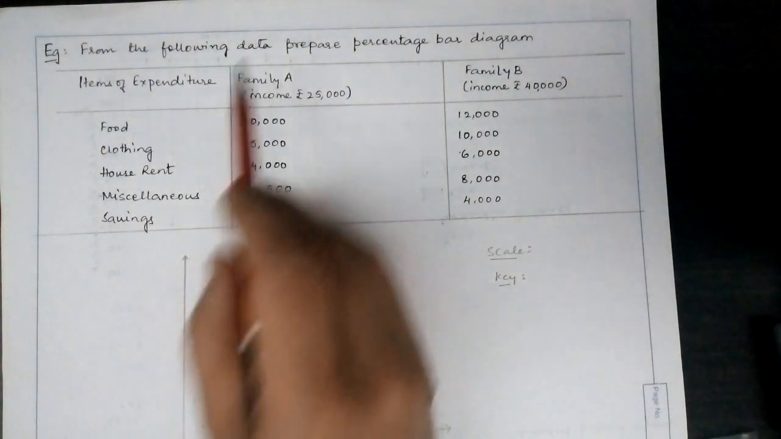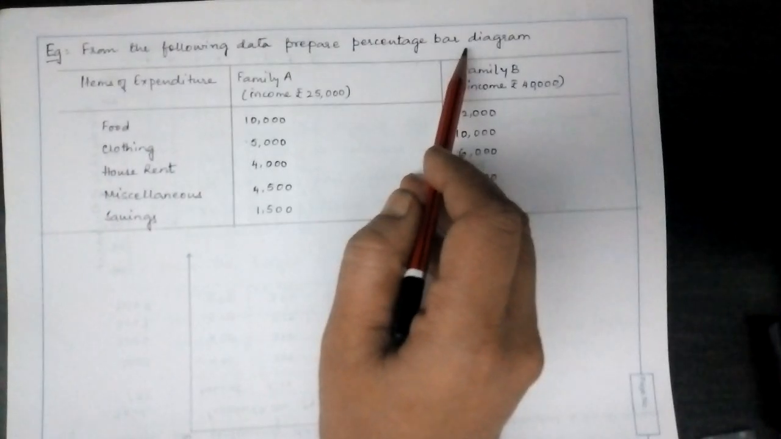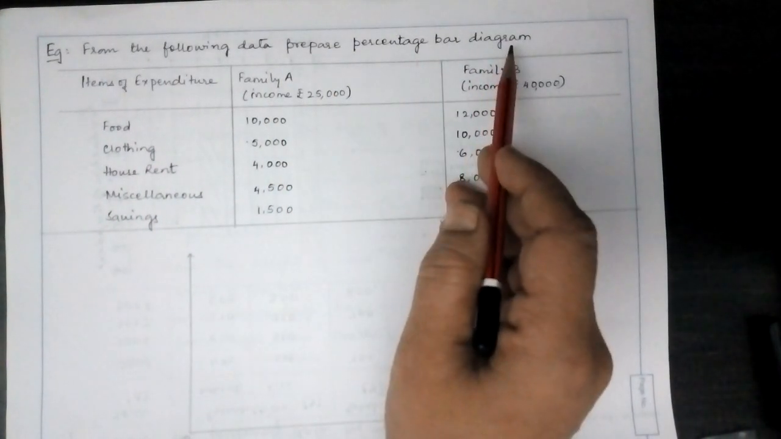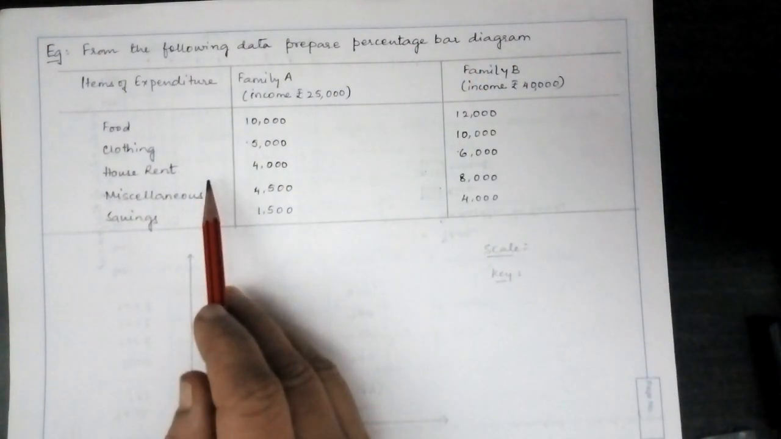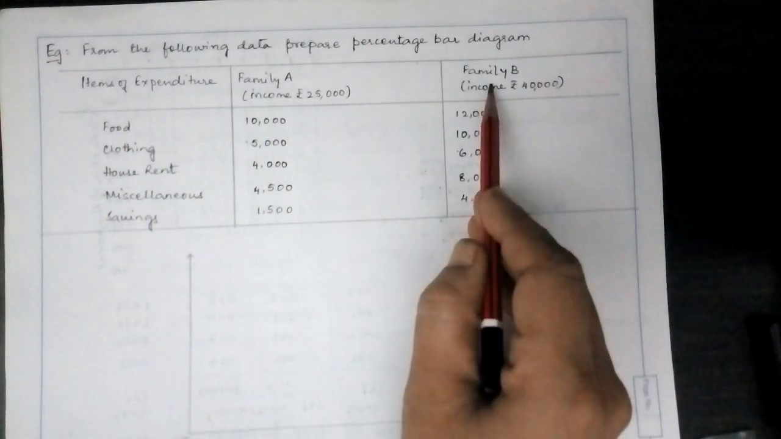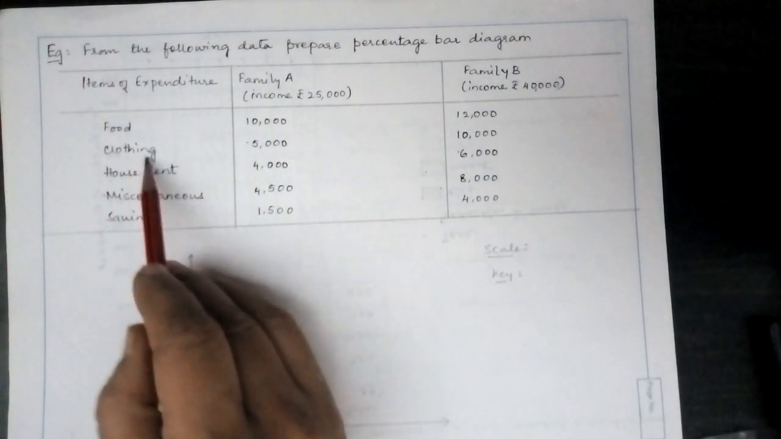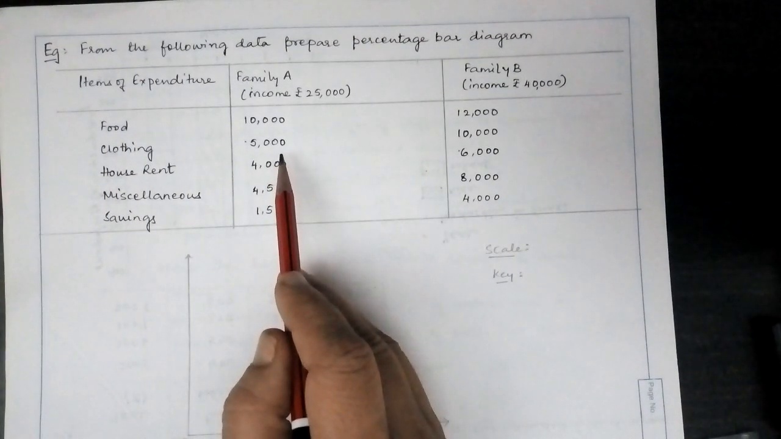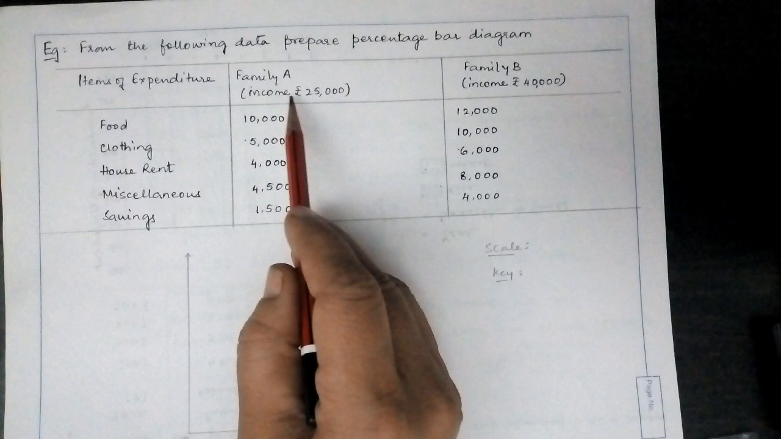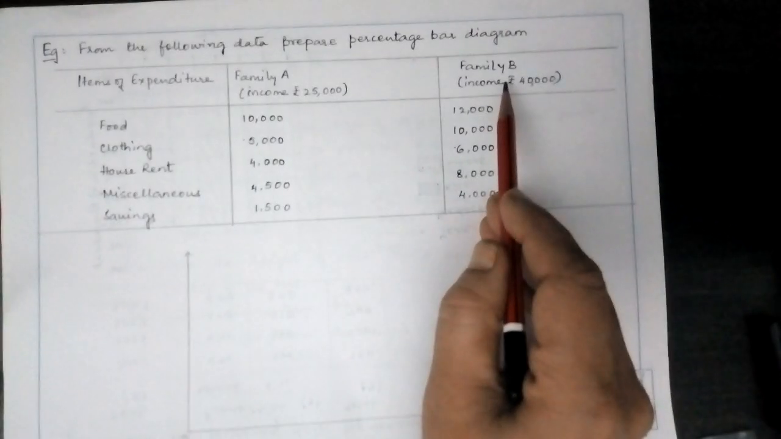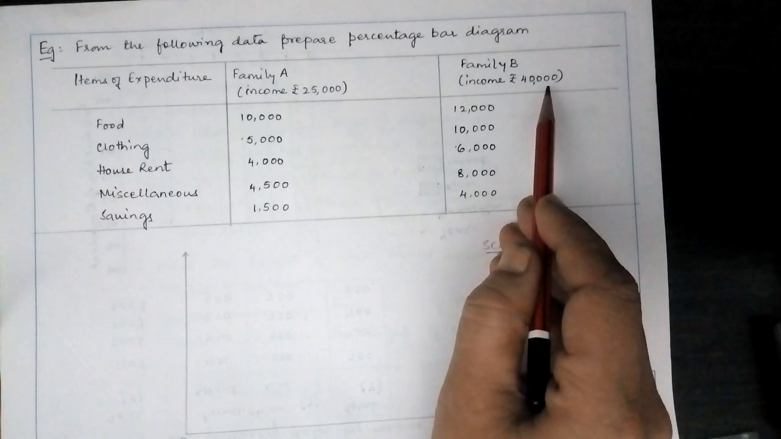Let's now try to draw a percentage bar diagram. The question reads, from the following data, prepare percentage bar diagram. Now the data given to us is the expenditure of 2 families. Items of expenditure are given on which the families spend their income. The total income of family A is given as 25,000 rupees and that of family B is given as 40,000 rupees.